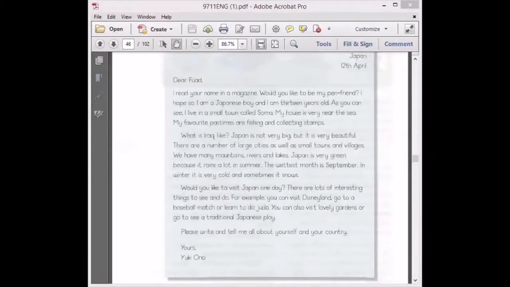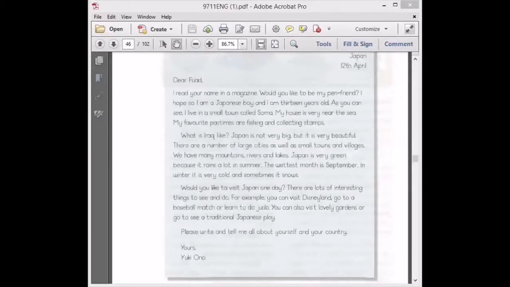Japan is not very big, but it's very beautiful. There are a number of large cities as well as small towns and villages. We have many mountains, rivers, and lakes.